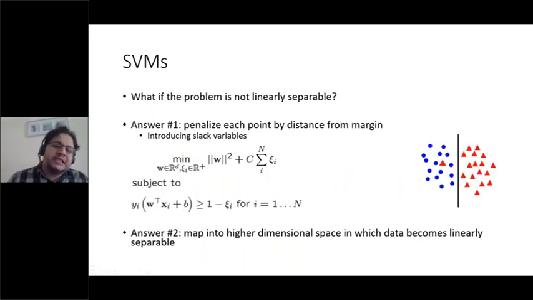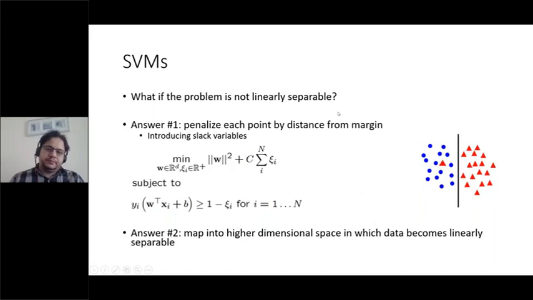So yeah, what if the problem is not linearly separable like this one? We can use the slack variables, and with the right C, it will allow us to ignore this triangle.